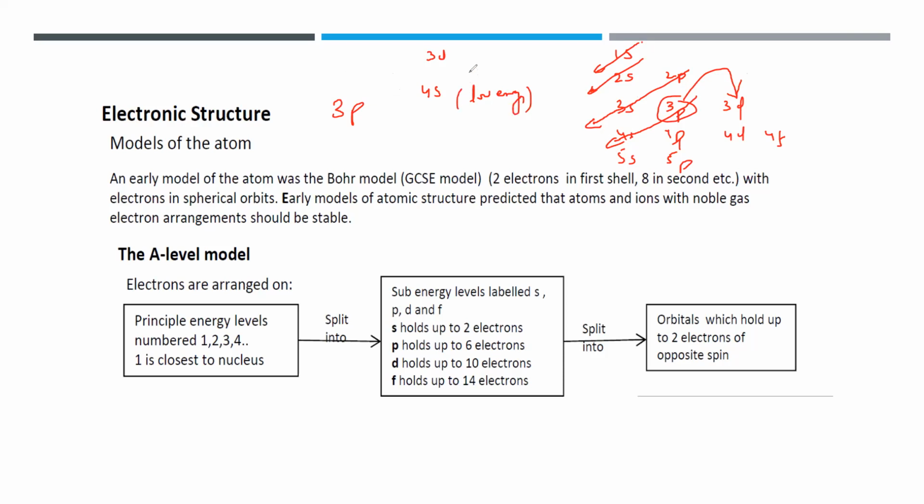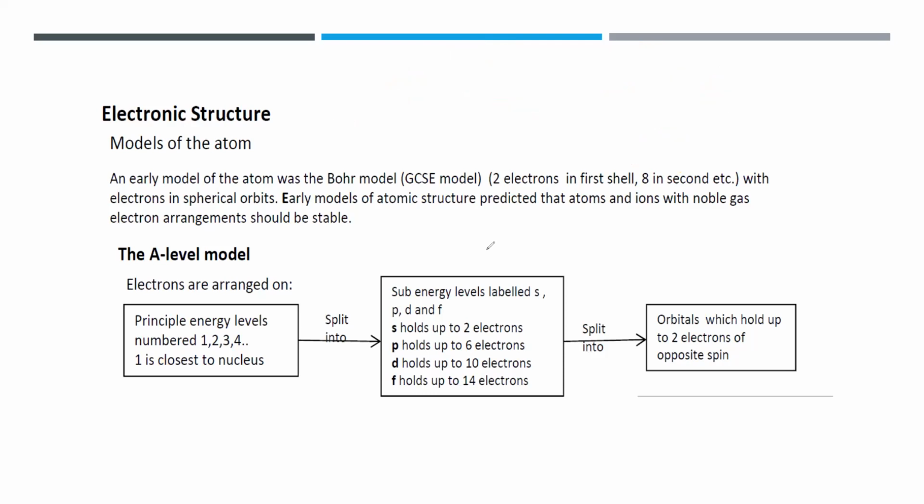from the nucleus. It is farther from the nucleus because it is the fourth shell, and 3d is closer. But in terms of energy, 4s has low energy and 3d has high energy. So the electron always occupies the energy level with low energy first. That's why first it will go to 4s. Once the 4s is complete, then it will complete 3d.